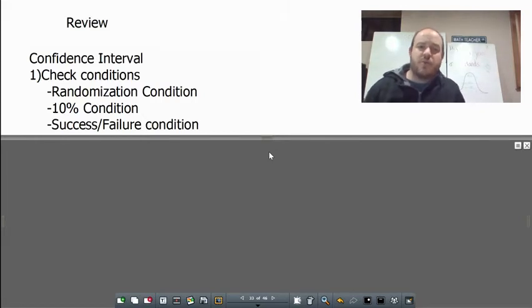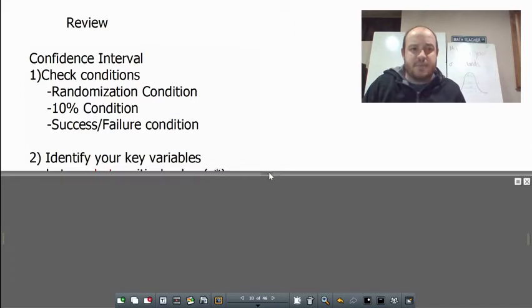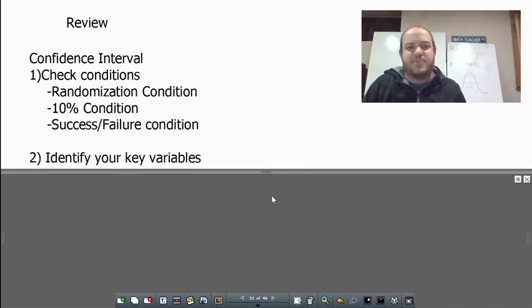Once you check all of those three conditions, you're good to go and you can move on to the second step, which is identifying your key variables. Now, what do I mean by variables? These are the things that are given to you in the sample.